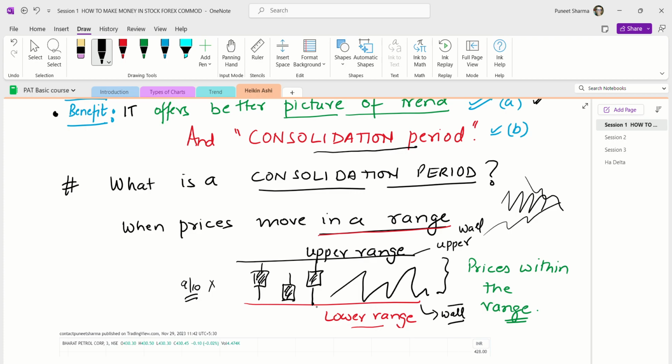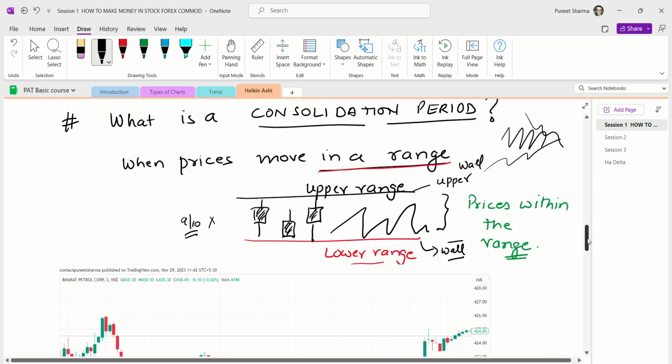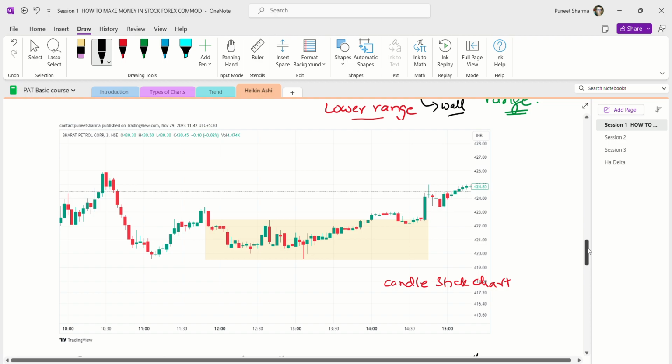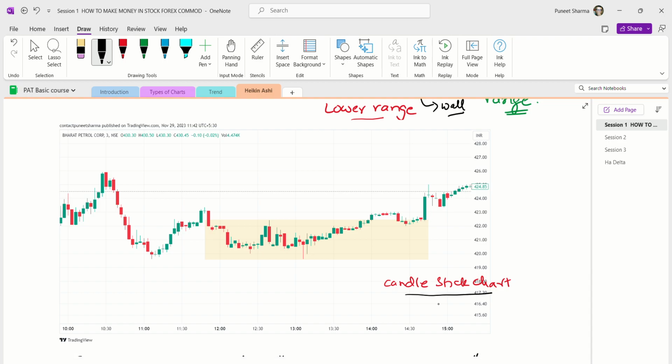And a Heikin Ashi chart not only shows us the consolidation period clearly, it also limits the size of the consolidation period and tells when the trend has started emanating. Let us look at this in the chart below. This is an example of a simple candlestick chart, and this colored patch is showing a consolidation period. You see there is an upper boundary and a lower boundary, and price is hovering in between this.